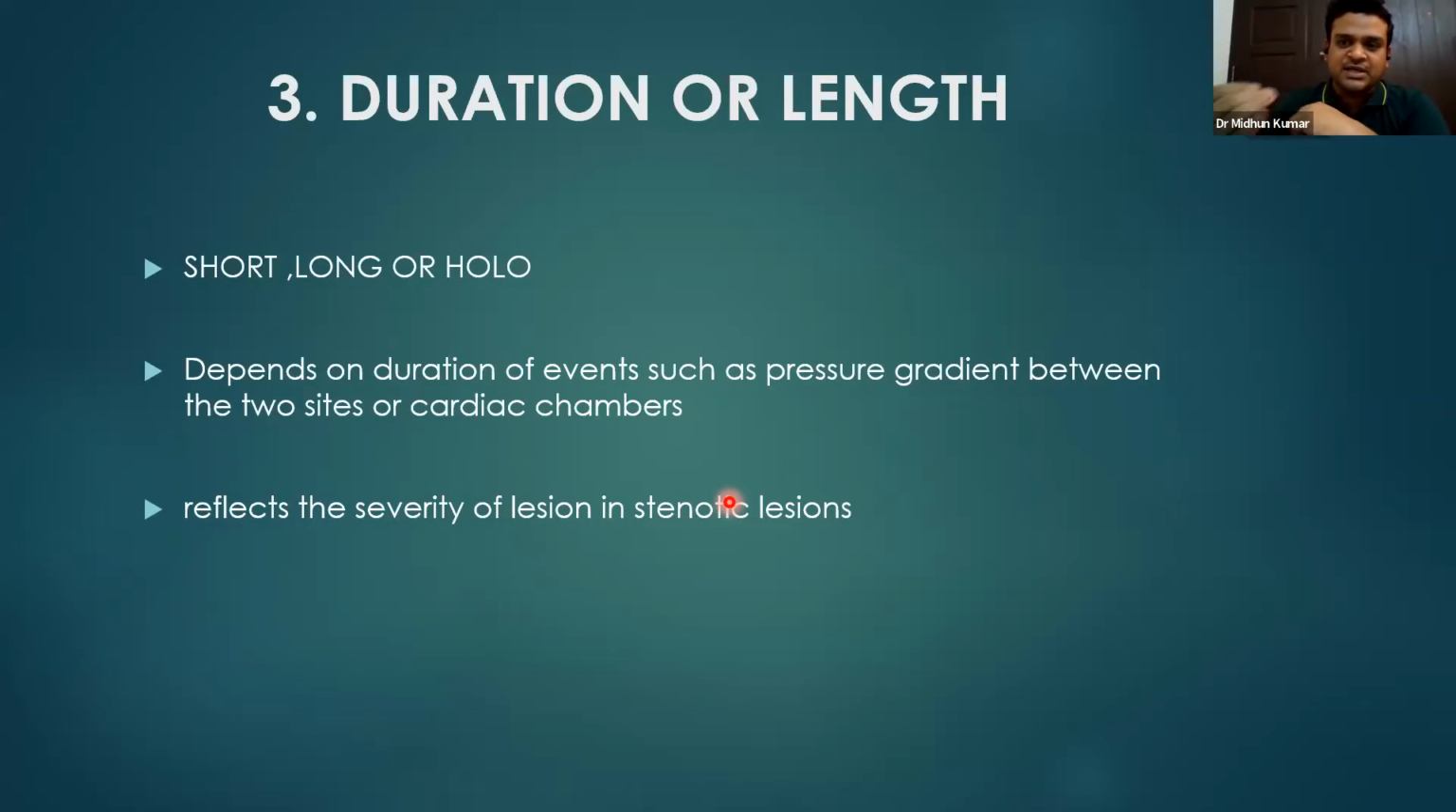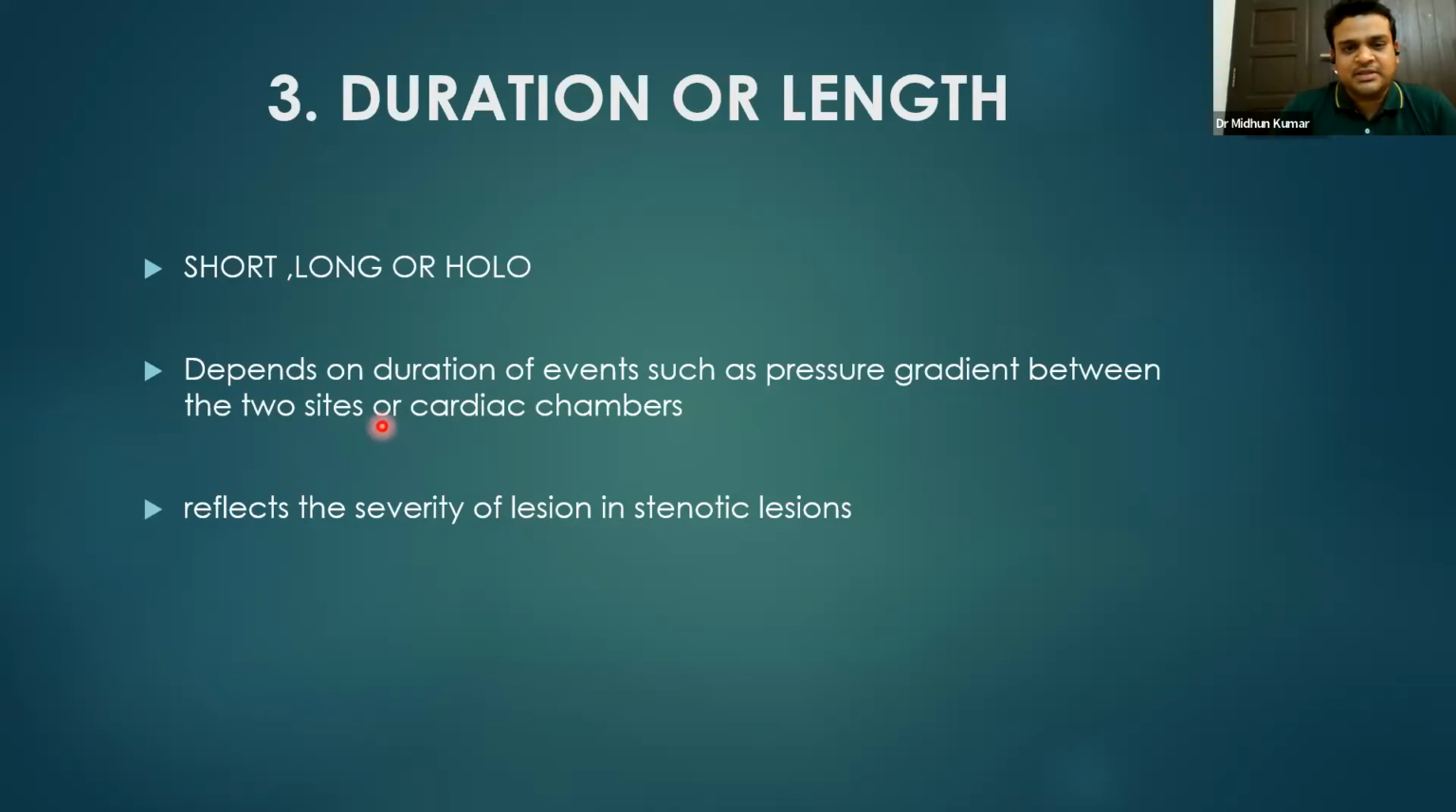For example, in aortic stenosis, if the murmur extends for a long duration, it means that the severity is more, because the stenosis is more, so it takes more time to empty the blood, and the pressure gradient exists for a long time. So the duration and length of the murmur is very, very important, because it indirectly tells us about the severity of the lesion.